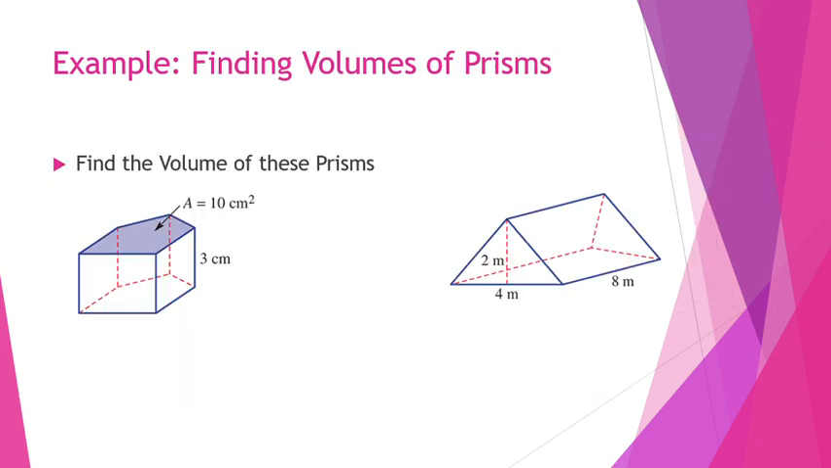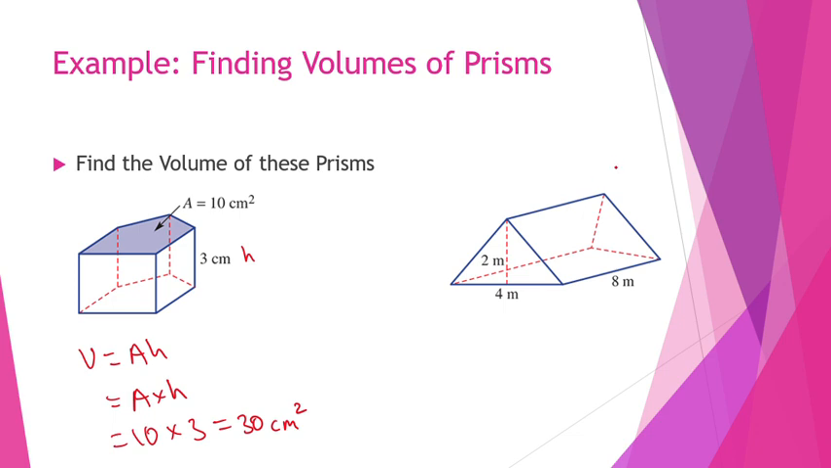Let's just go through some examples together. So find the volume of these prisms. You have this shaded area here, which they've given to you as 10 centimeters squared, and we have the height here being 3 centimeters. So if we apply the formula V equals AH, this is the same thing as A times H. Our A is 10, our H is 3. This just equals 30 centimeters cubed.